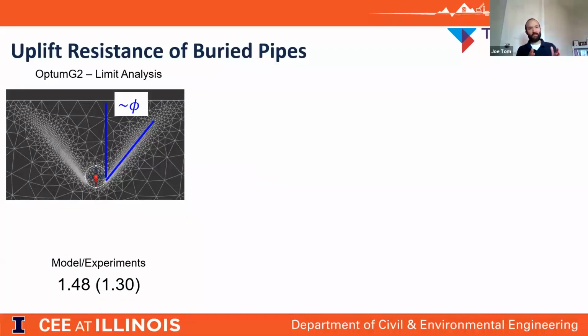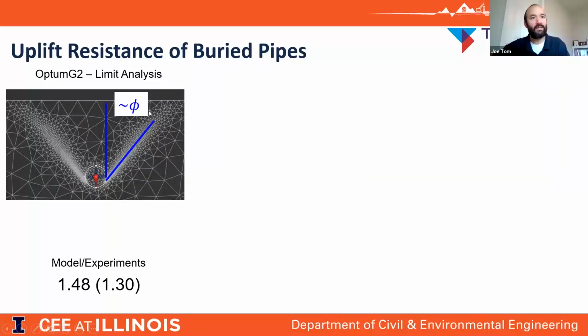So the second part is that we went in and did some OPTUM. Let's see how we go. We go into limit analysis first, upper bound analysis. We have our pipe put in there, we pull it up, and then we measure the resistance on the pipe, and then compare that to the model experiments. What we see when we compare to the model experiments for limit analysis, which again is associated flow, is we get an over prediction of the experiments by about 50% when we use the same friction angle.